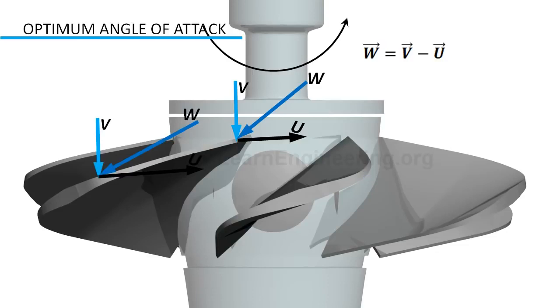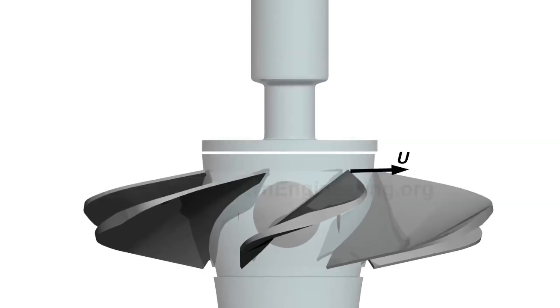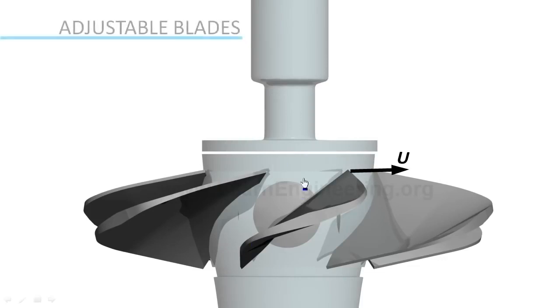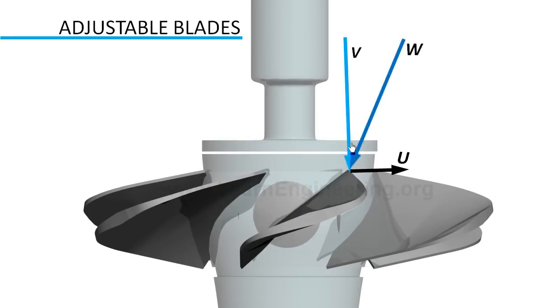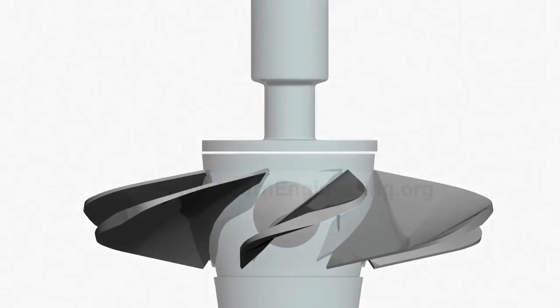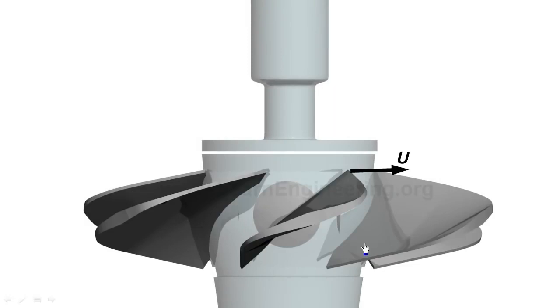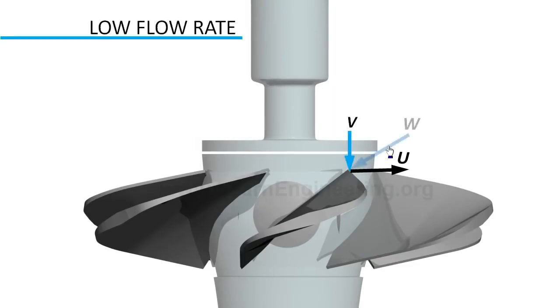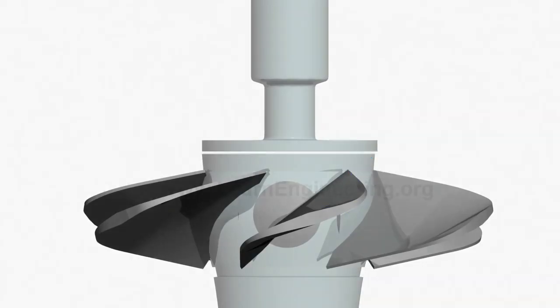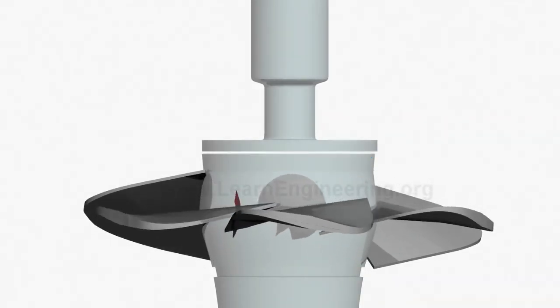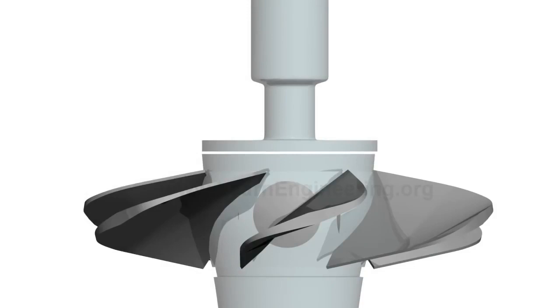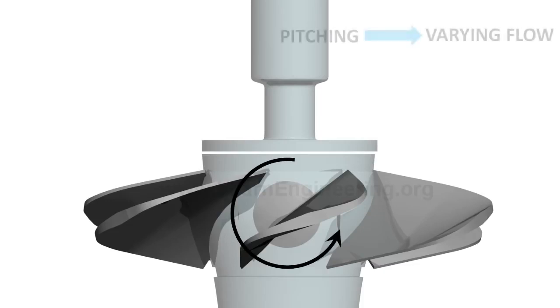With varying flow conditions, the relative velocity will change drastically. Kaplan turbine blades are adjustable. When flow rate is high, the relative velocity of flow will be more axial, so the blade should pitch vertically. If flow rate is low, the relative velocity of flow is more tangential, so blades are pitched in the tangential direction. In short, the pitching action of the blade makes sure that the blade is still at the optimum angle of attack, even under varying flow.